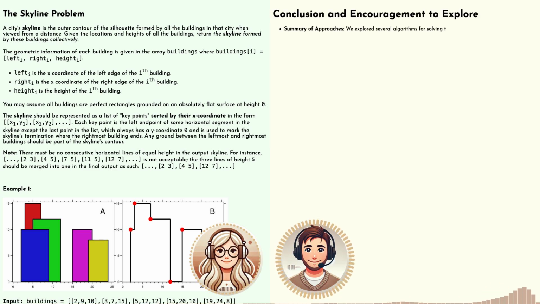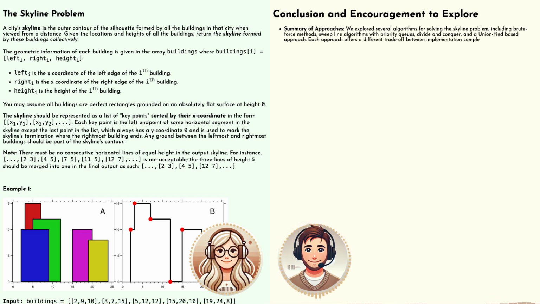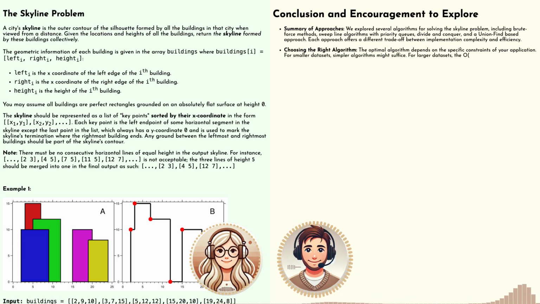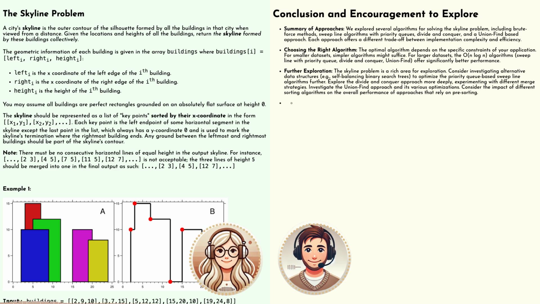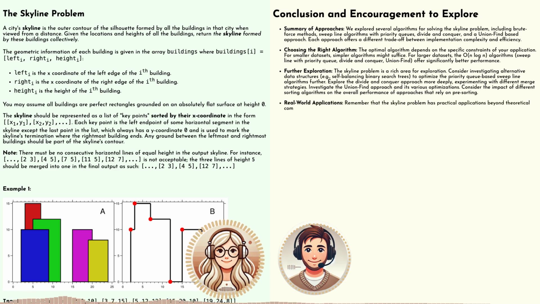Wow, this has been such an amazing journey through all these different skyline algorithms. We've explored everything from brute force to sweep lines, divide and conquer, and now this elegant union-find solution. It's just fascinating how different approaches can tackle the same problem, each with their own levels of complexity and efficiency. It really shows the power of creative problem solving in computer science. And what's great is that these techniques can be applied to so many problems, not just skylines.